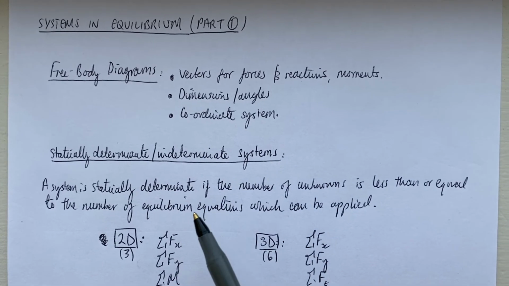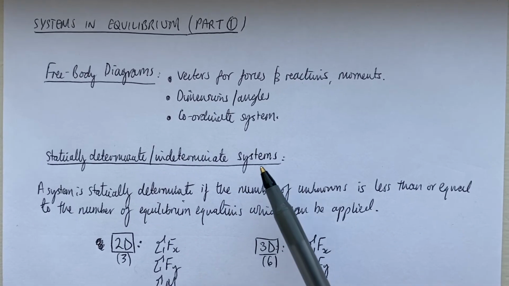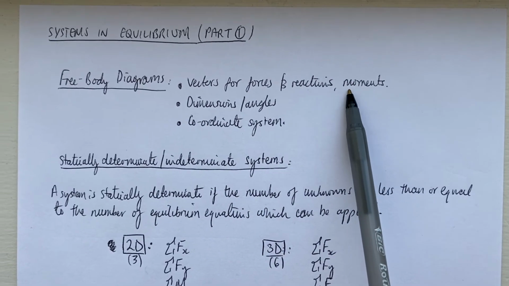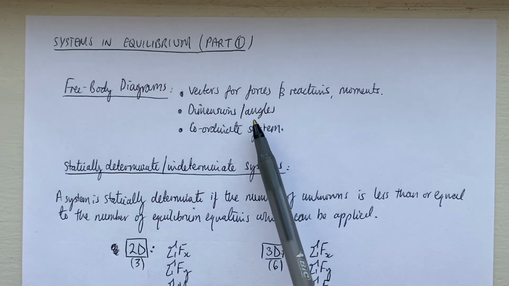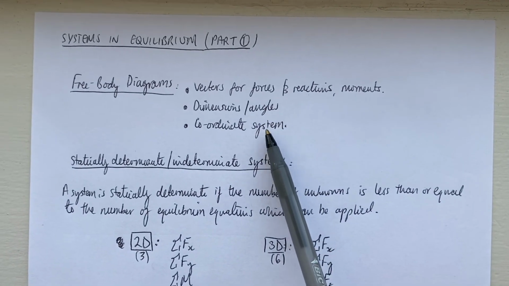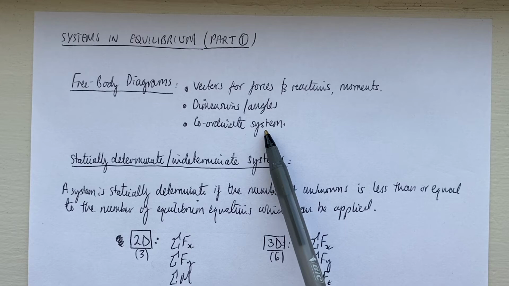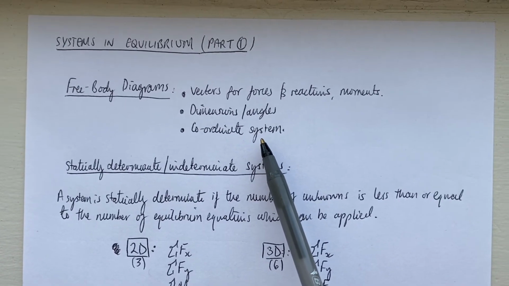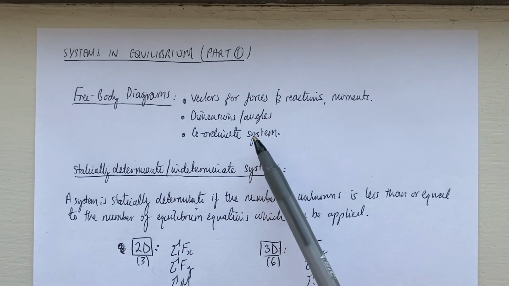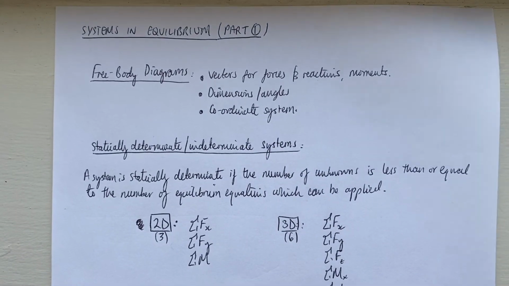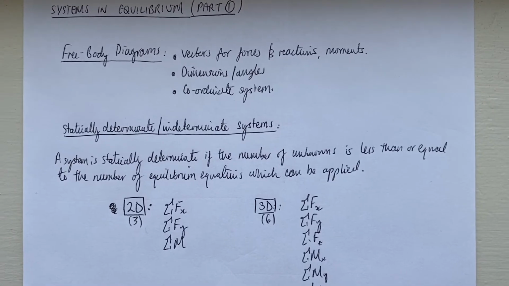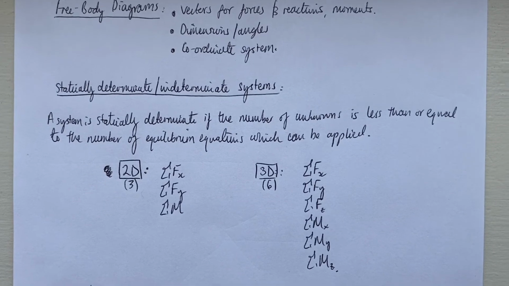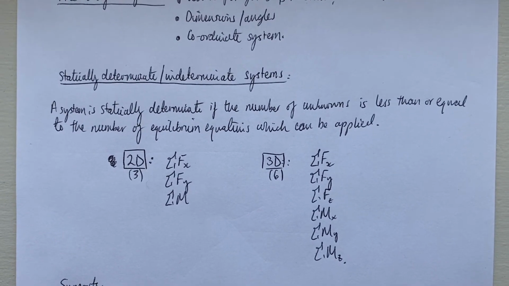We need three things for a complete free body diagram, remember. We need vectors denoting the forces and reactions and moments. We need dimensions or angles, and we need a coordinate system so that we can apply the equilibrium equations in any given direction, right? So the next thing we looked at was what we mean by statically determinate and indeterminate systems. Well, it depends on whether we are dealing with a system in 2D or 3D.